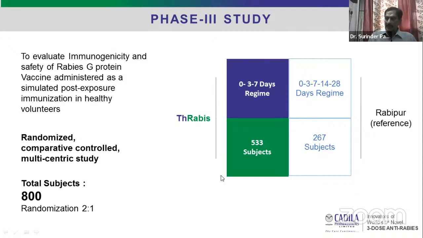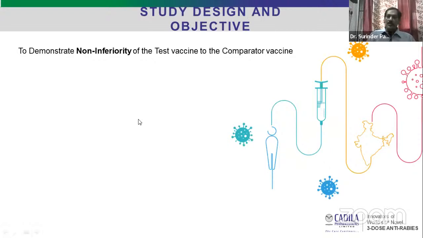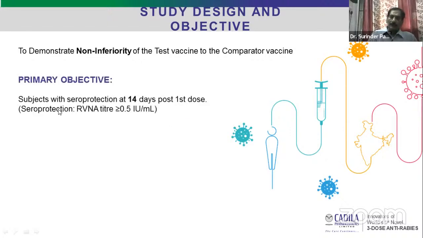So this was conducted in healthy controls. The study design was that we wanted to show the non-inferiority of this test vaccine as compared to the comparator vaccine. And the primary objective was subjects with seroprotection at 14 days post first dose, seroprotection RVNA titer greater than or equal to 0.5 international unit per ml. So we wanted to achieve more than this, and seroprotection was achieved within 14 days, and it was our primary objective of this study.